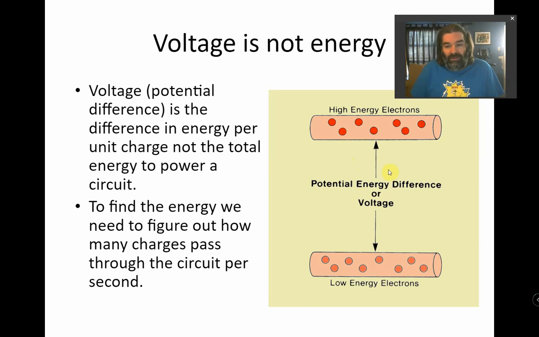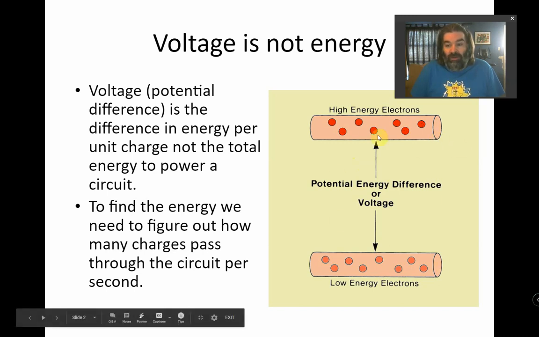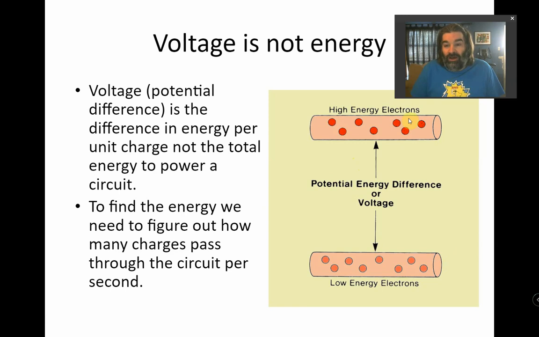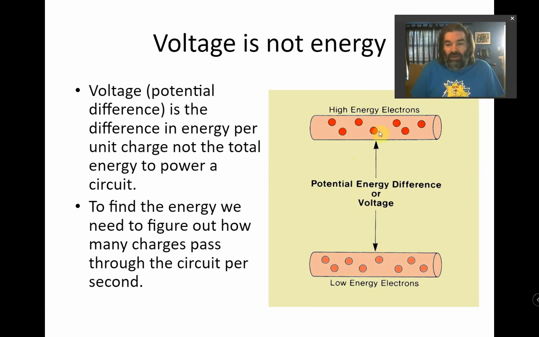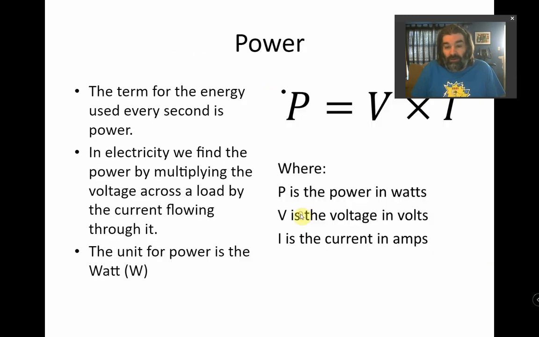It's the energy each charge has. So if you think about it like this, these are the two prongs of the thing you're going to plug in. You have high energy electrons on one side with a lot of energy per charge, low energy ones on the other side with a tiny bit of energy per charge. To find out what the potential is, it's the difference in energy the charges have on either side of the plug. So it's the difference in energy per charge, not the total energy. It's how much energy each of the charges has as they flow through the circuit.